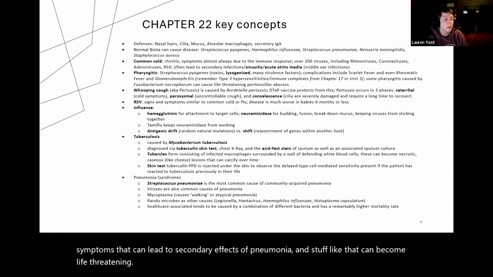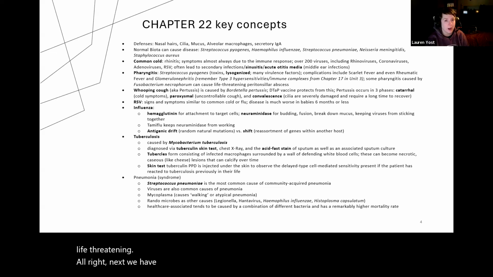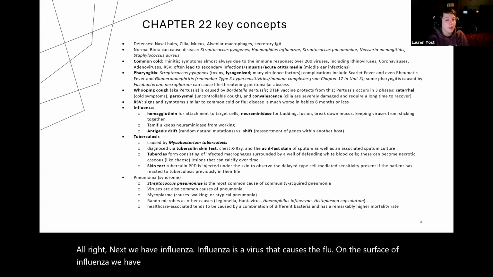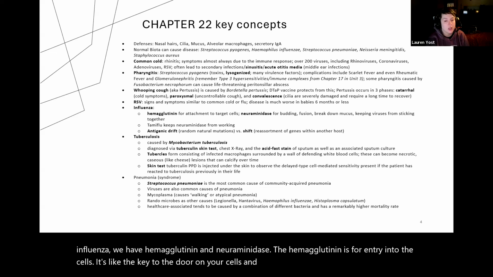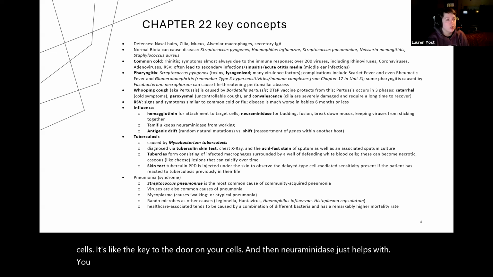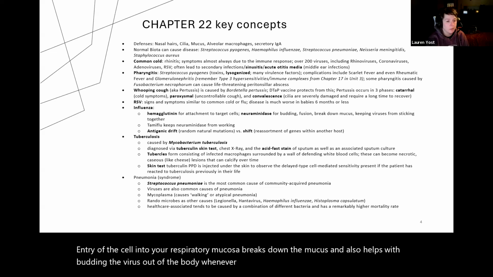All right, next we have influenza. Influenza is a virus that causes the flu. On the surface of influenza, we have hemagglutinin and neuraminidase. The hemagglutinin is for entry into the cells. It's like the key to the door on your cells. And then neuraminidase helps with entry of the virus into your respiratory mucosa, breaks down the mucus, and also helps with budding the virus out of the body whenever we're having viral reproduction.